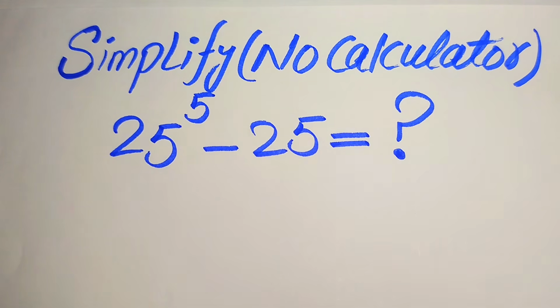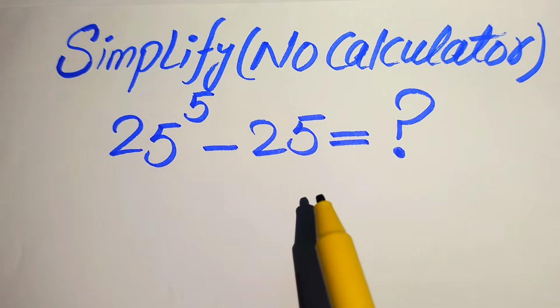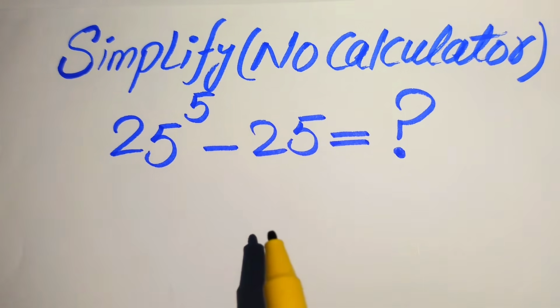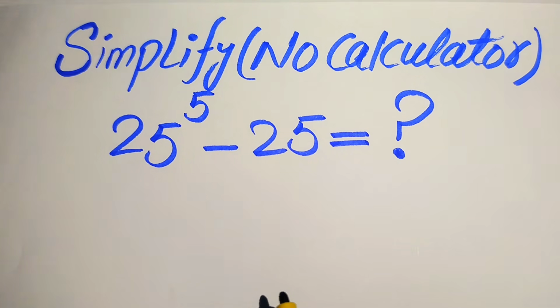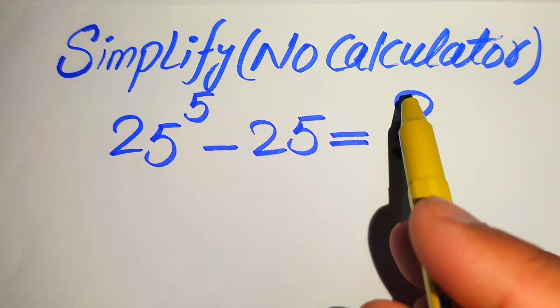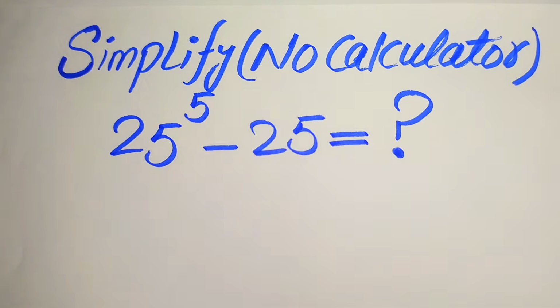So here we have 25 to the power of 5 minus 25 is equal to what? So we just write this algebraic expression into the simplified form. But remember one thing: a calculator is not allowed in this problem. This means that we need to show all of the working on this paper.